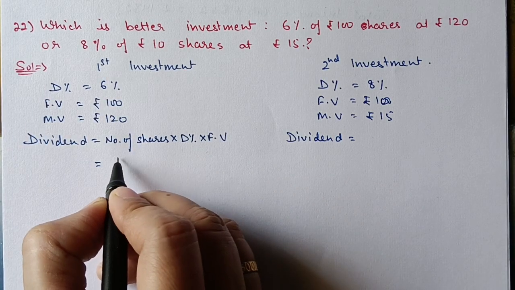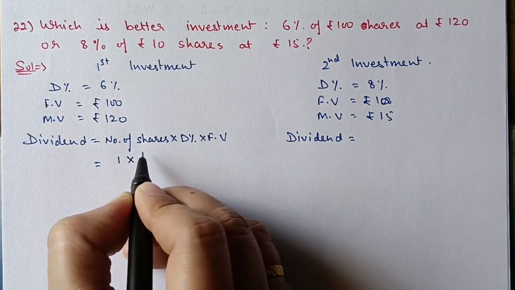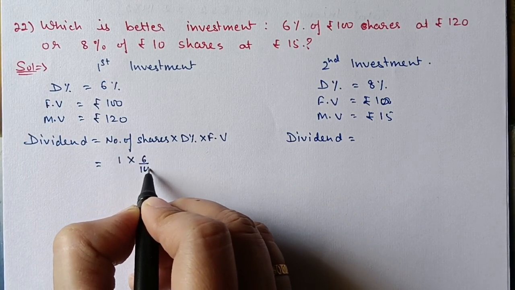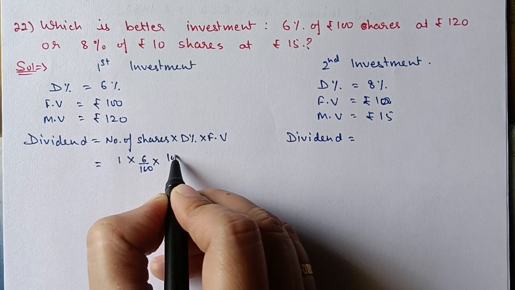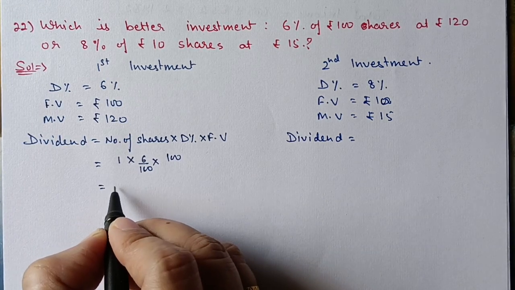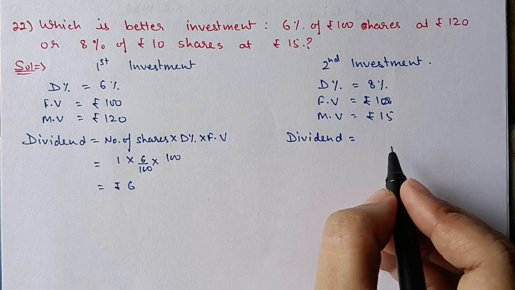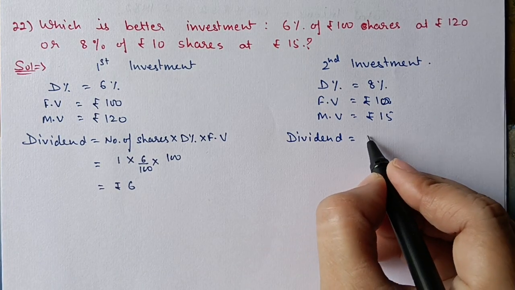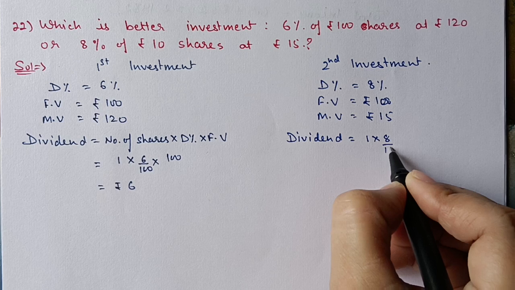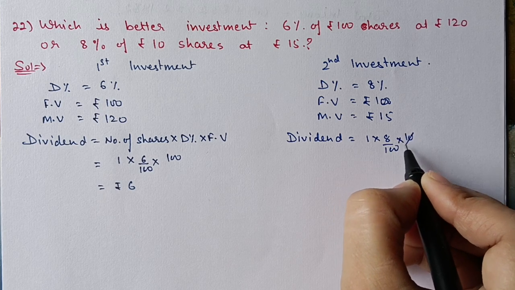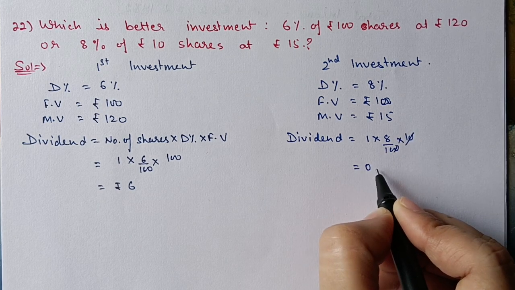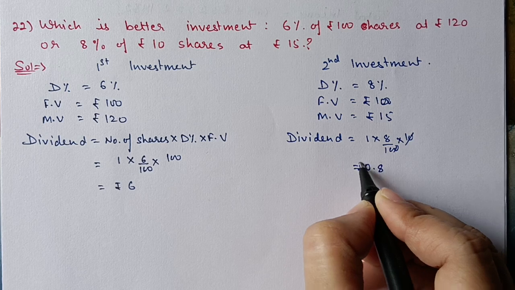So first we will calculate the dividend for one share. I am taking one share, number of shares is 1. Dividend percentage is given as 6% and face value is 100 rupees. For the first company he is getting a dividend of 6 rupees. We will do the same thing for the second company also: 1 into 8 upon 100 into 10. So here we are getting 0.8 rupees as dividend.